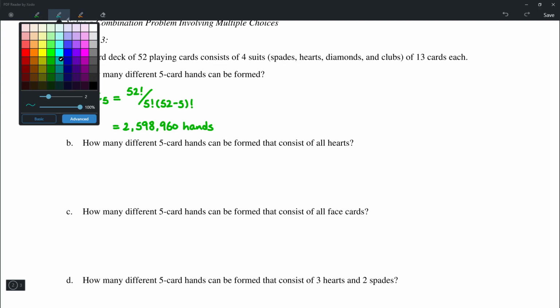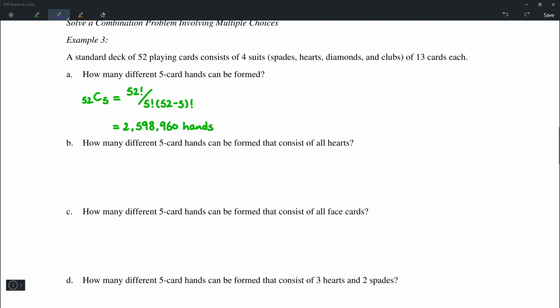Now, next one. Similarly, we are once again looking at 5-card hands, but now they must be all hearts. There are 13 hearts. We're going to choose 5 of them. So very similar to the last one, 13 factorial over 5 factorial times 13 minus 5 factorial. We are going to get a much smaller number. It's just going to be 1,287 hands.